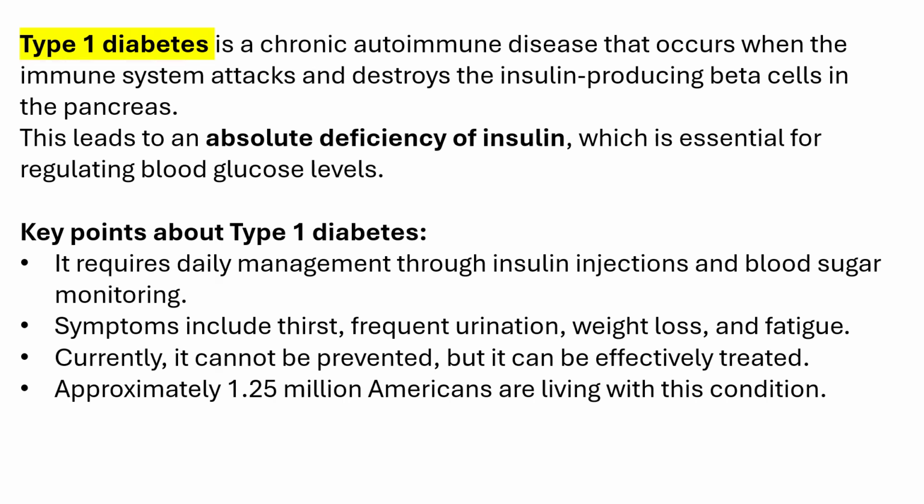All right, type 1 diabetes is a chronic autoimmune disease, right? That occurs when the immune system attacks and destroys the insulin producing beta cells in the pancreas, right? So what actually happens is that type 1 is an autoimmune disease. That kind of means that our own body's immune system attacks and destroys the beta cells that are responsible for producing insulin in our pancreas.